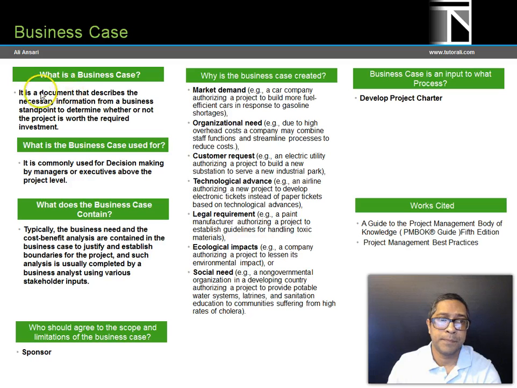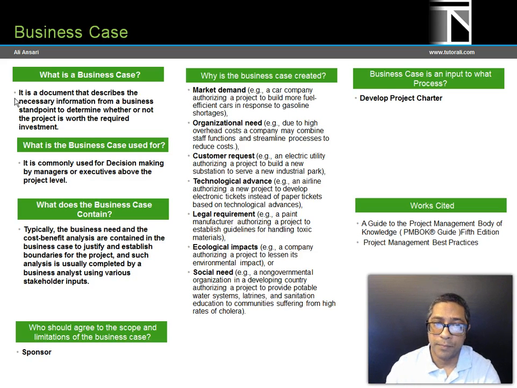So to begin with, the business case is a document that describes the necessary information from a business standpoint to determine whether or not the project is worth the required investment. So before we even select a project, we are going to create a business case and see if it is worth going ahead with this project or not. Are we going to make the money on this project or are we going to lose the money? So it's all about the investment and where the company is going to make a profit.